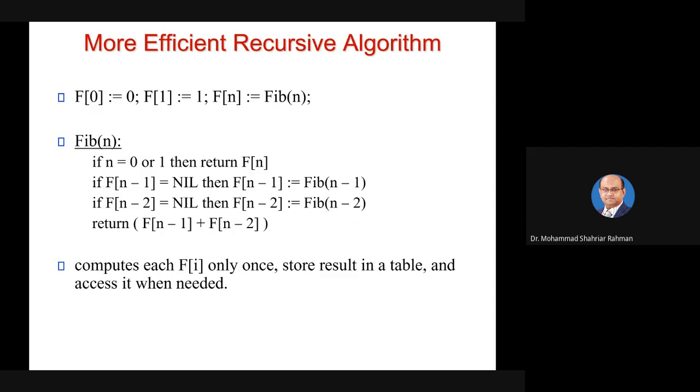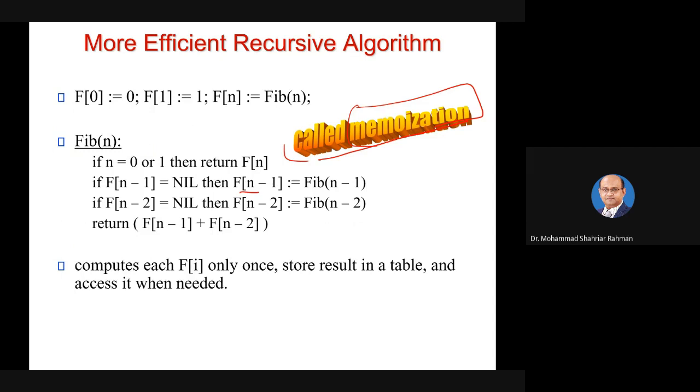So a more efficient recursive algorithm gives us a solution as well. And this, where we keep values in tabular form, is called memoization. Memoization is a term used in dynamic programming. I am tabularizing: I work with a value and keep it stored, and that is memoization. Compute each fi only once and store the resulting table.